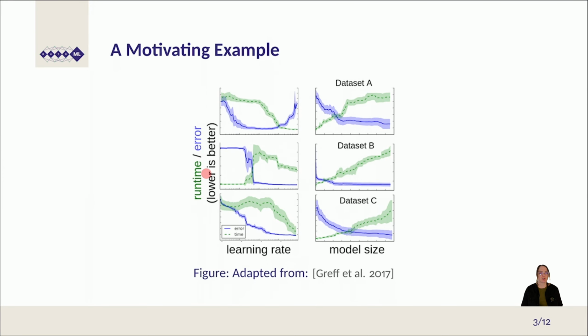A motivating example I have here is this illustration of runtime and error in blue and green. Lower is better for two different hyperparameters on three different data sets. You can see that for the model size, the runtime on all three data sets increases with the model size. Not really surprising. On the other hand, the learning rate, here the blue curves in the left column, behave very differently: on the first data set, the optimal learning rate is different from the two other data sets. The question is now, if we have a data set D, how can we leverage the information that we have gained from solving these tasks for our new data set?